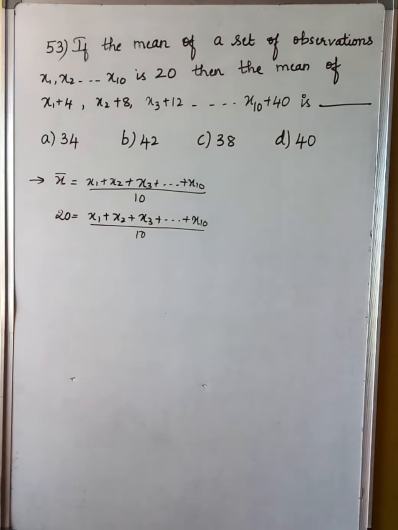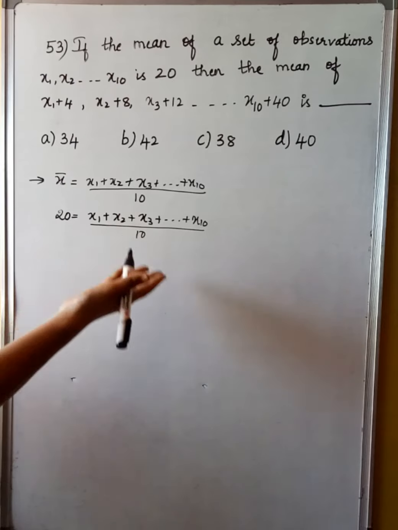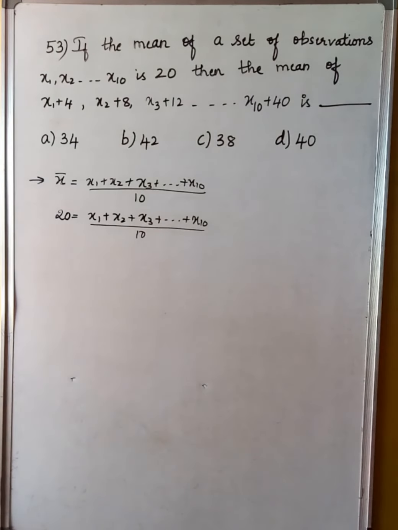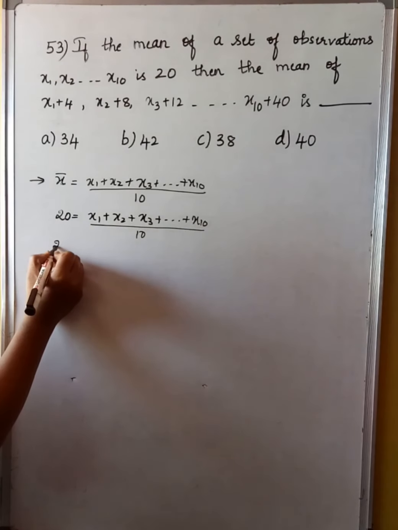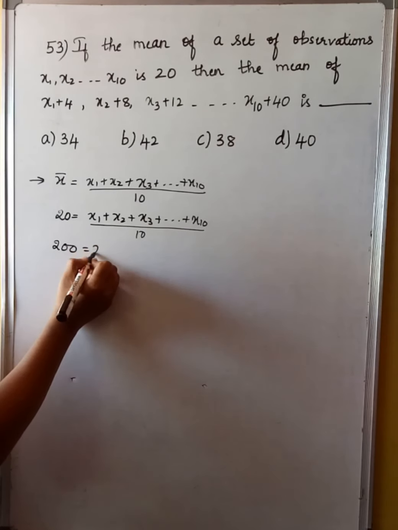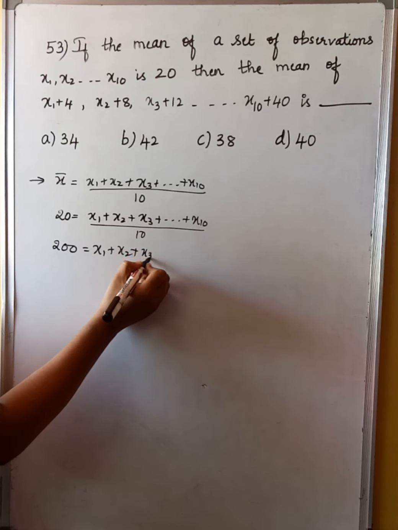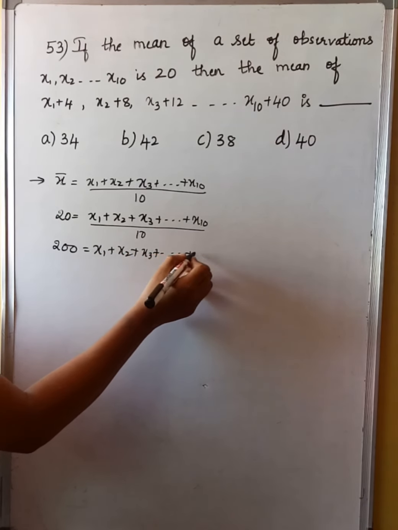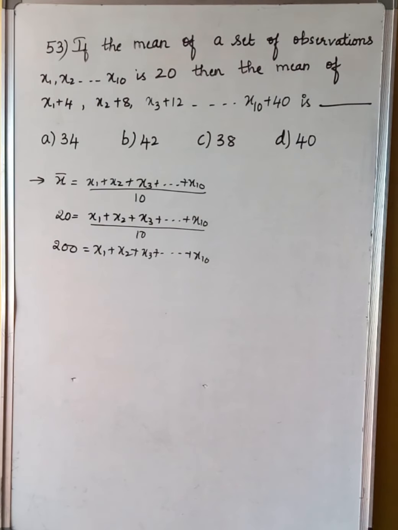Now I'll just simplify this part. I'll multiply 10 to the LHS, because here it is divided on the RHS. Obviously when I take it to the LHS, it will be multiplied. So 20 into 10 is nothing but what? 200 is equal to x1 plus x2 plus x3 plus so on up till plus x10. Is it clear? Hope the first given part is understood for you all.